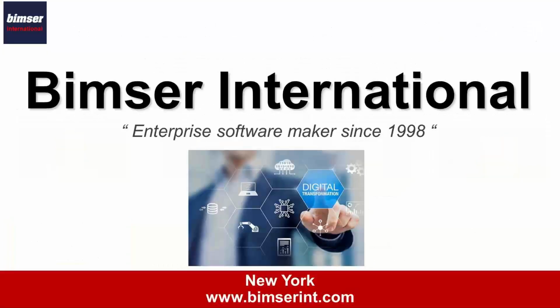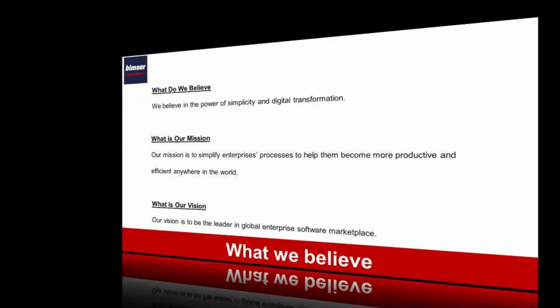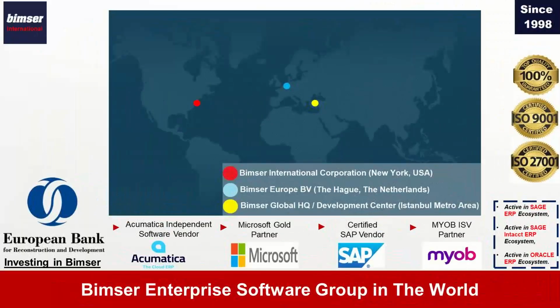So as for our company, we are Bimser International. We are based in New York, and we are an enterprise software maker since 1998. In a sense, we help companies adopt digital business transformation and simplify business processes. We have global presence, as you see on the map. We are a group of companies, about 200 people. We are a global organization, and we are part of various ERP ecosystems.